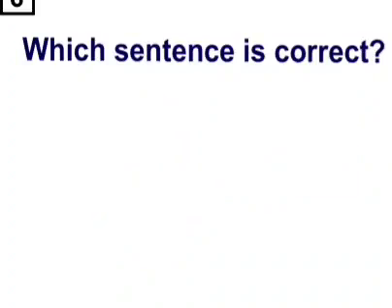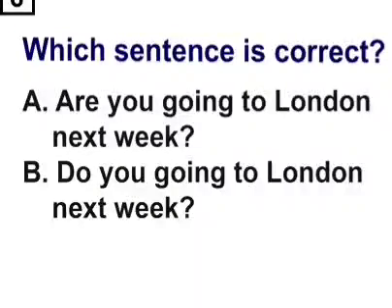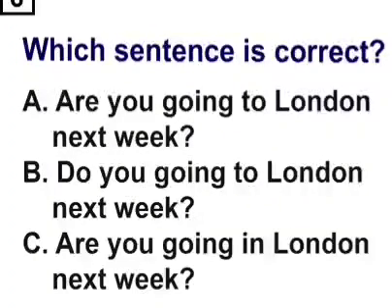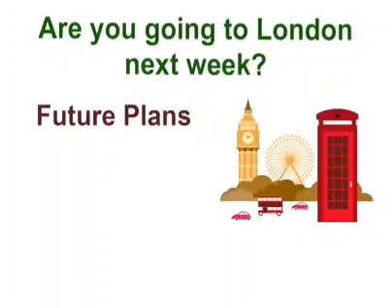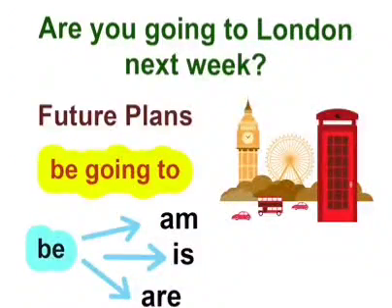The next question. Which sentence is correct? Are you going to London next week? Do you go into London next week? Are you going in London next week? Are you going to London next week? In this case, we're talking about next week, and we're asking about future plans. When we're talking about future plans in English, we use be going to, and be stands for am, is, are.